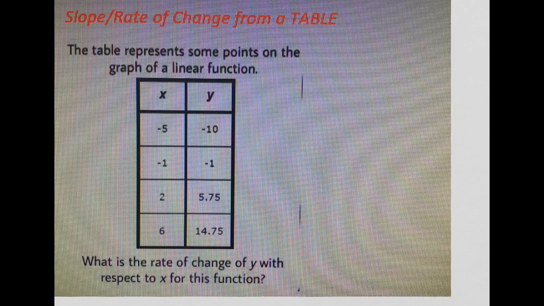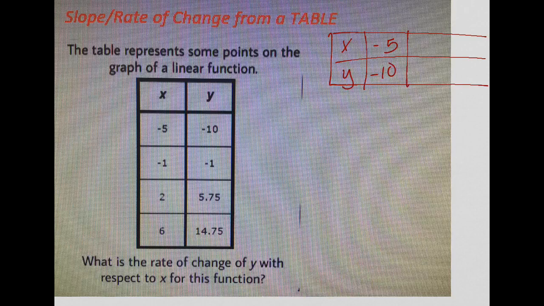So with this table, it is a vertical table, meaning that the table goes up and down. Remember that you might see the table horizontally. So for this example, it would have been x, y: -5 goes with -10, -1 goes with -1, 2 goes with 5.75, and so forth. So remember, tables can go either way, and it doesn't matter.